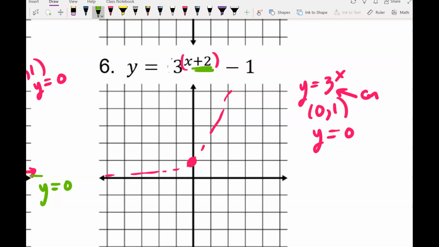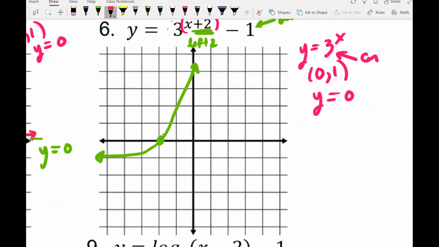So this plus 2 with the exponent is going to move it left 2 units. This minus 1 is going to move it down 1 unit. So we're going to go left 2, down 1, which means all these other points are going left 2, down 1. And now instead of approaching 0, they're approaching negative 1. So there's my asymptote. It's going to be at y equals negative 1.